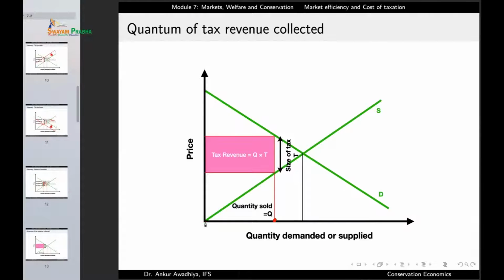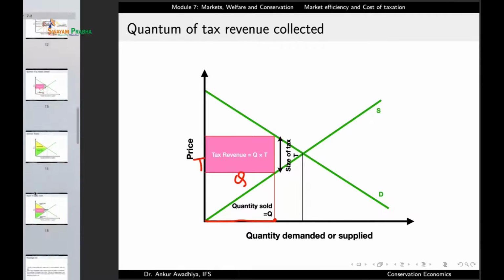Now the quantity sold is this much amount. So we can observe that if we look at the area of this rectangle, then it has a width of the quantity sold and it has a height of the size of the tax. And in that case, the area of this rectangle, the pink colored rectangle, will give us the tax revenue to the government or the tax collected by the government, which is given by Q into T. So this is the quantum of the tax revenue that gets collected.